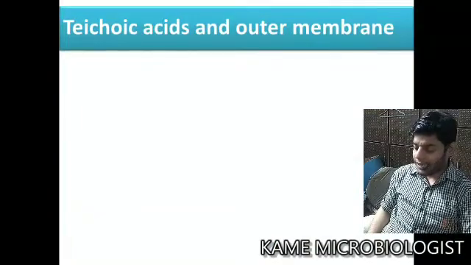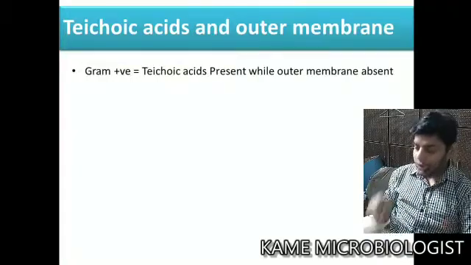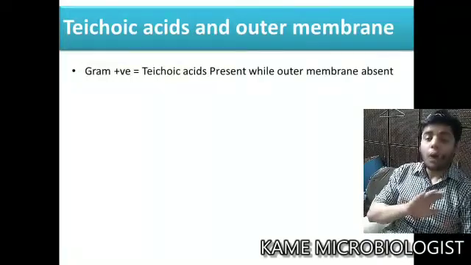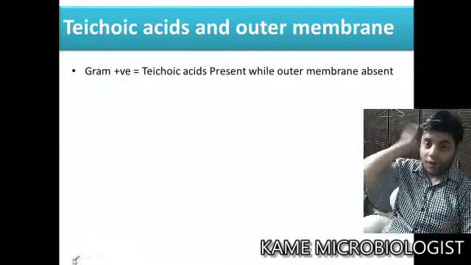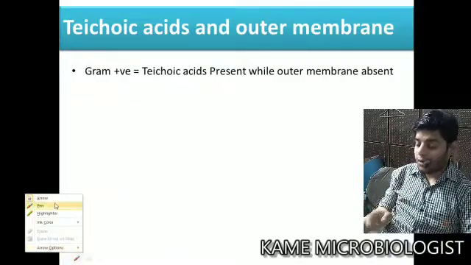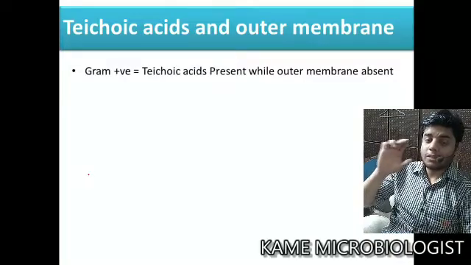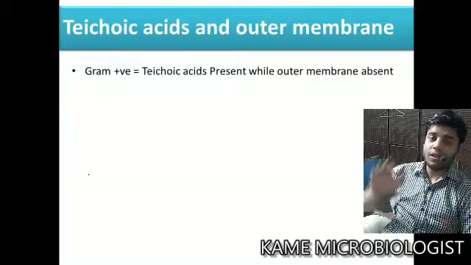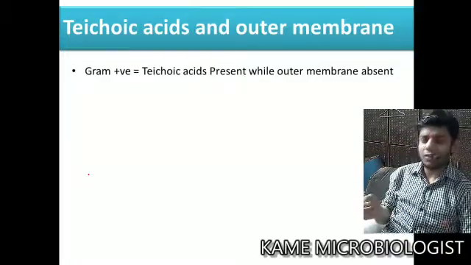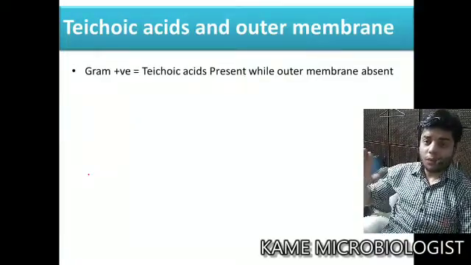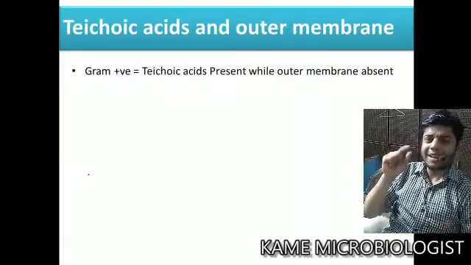Then we have teichoic acid and outer membrane. Okay, so remember guys, in case of the gram positive bacteria, teichoic acid is present but the outer membrane is not present, as we explained in the previous diagram. If you watched that, what we actually explained is that in case of the gram positive bacteria, there is no outer membrane due to the thickness of the cell wall. But in case of the gram negative bacteria, there is an outer cell membrane, and it is all about the thickness of the cell wall.